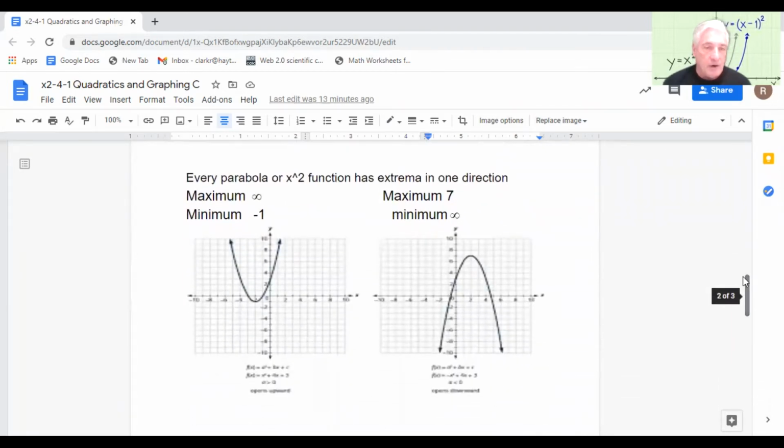Every parabola or x squared function has an extrema. Extrema are maximum and minimum. They go on and on forever in one direction, but in the other direction, they stop. Take a look at this one. The maximum is infinity. It goes up forever and ever. What's the minimum? It never gets below -1.